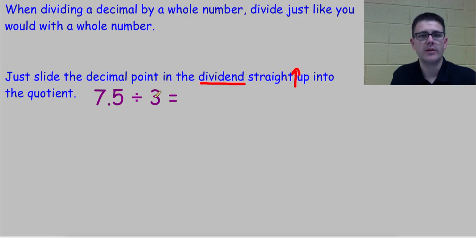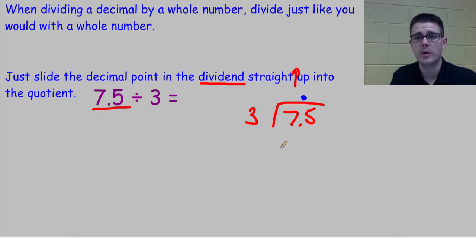So 7.5 divided by 3. Here's what that looks like. Remember that first number goes on the inside. The second number goes on the outside. And our rule is the decimal point just slides straight into our answer. After that, we just go ahead and divide like we normally would.